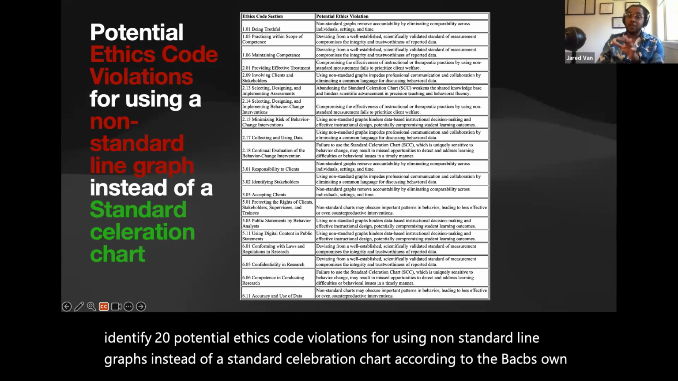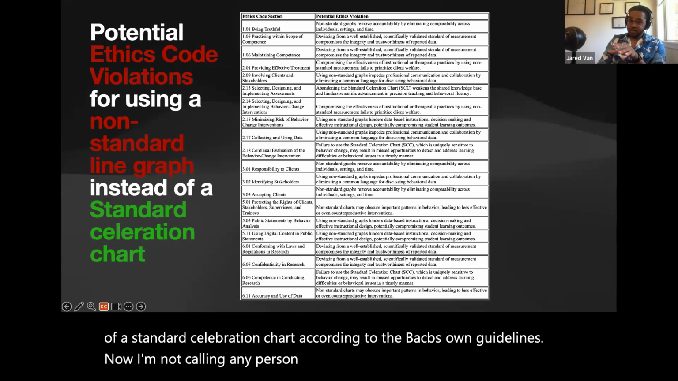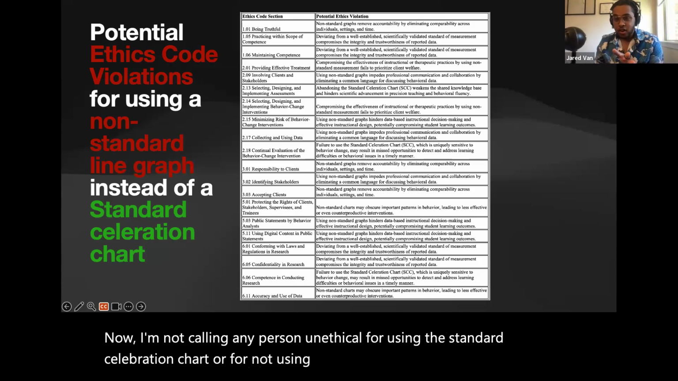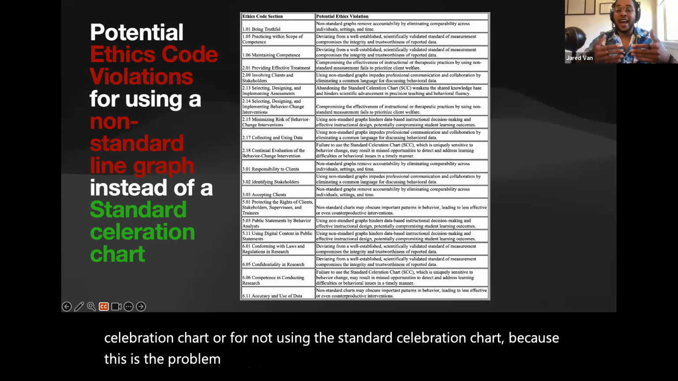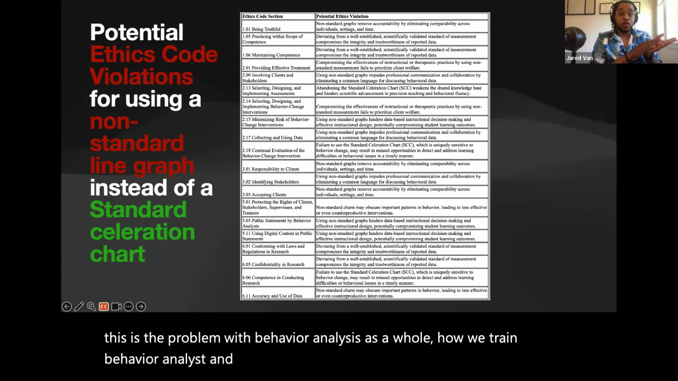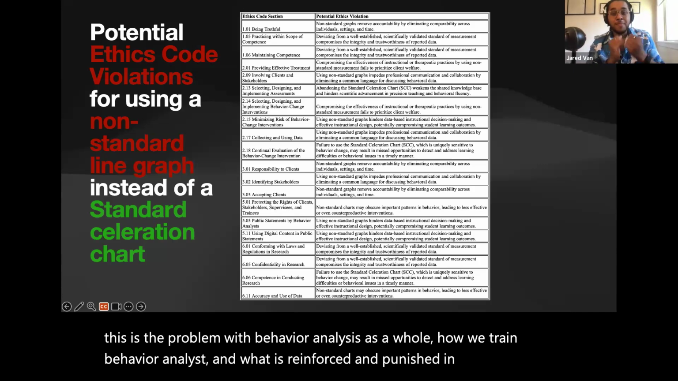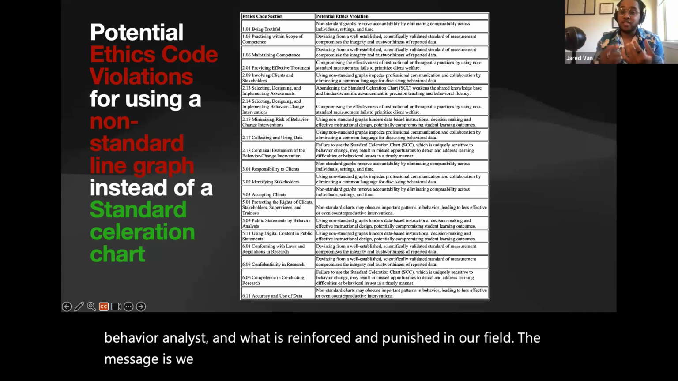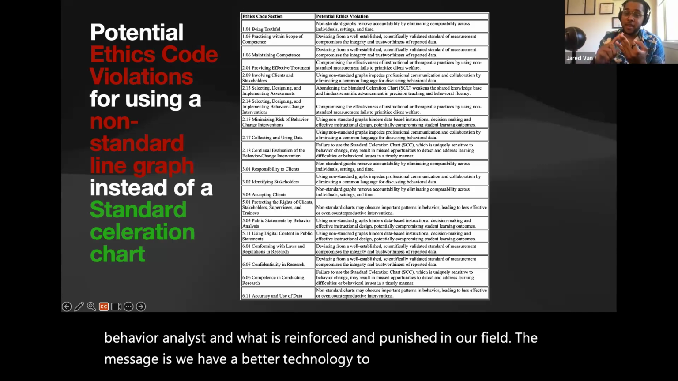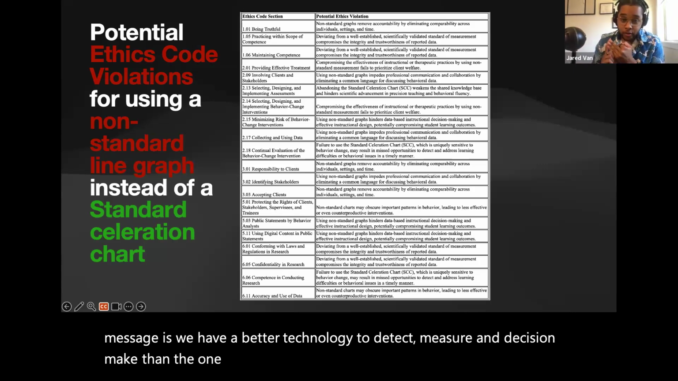Now, I'm not calling any person unethical for using the standard acceleration chart or for not using the standard acceleration chart, because this is the problem with behavior analysis as a whole, how we train behavior analysts and what is reinforced and punished in our field. The message is we have a better technology to detect, measure, and decision make than the one that most of us are taught how to use.